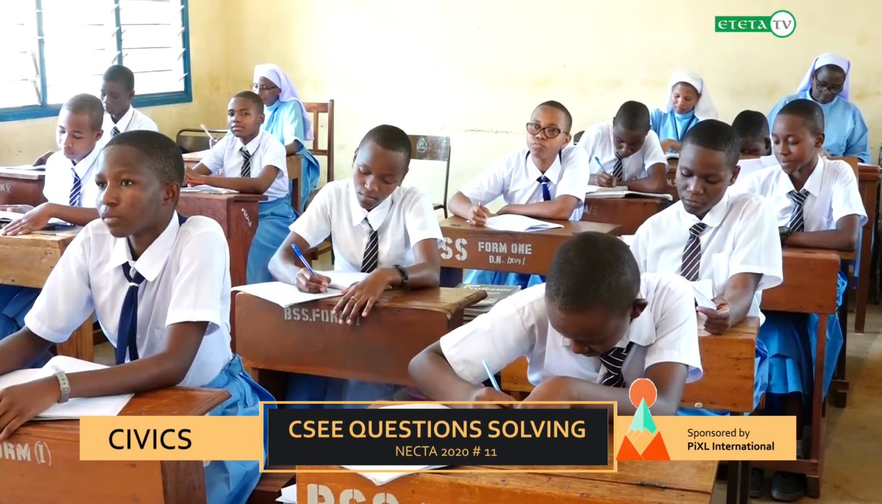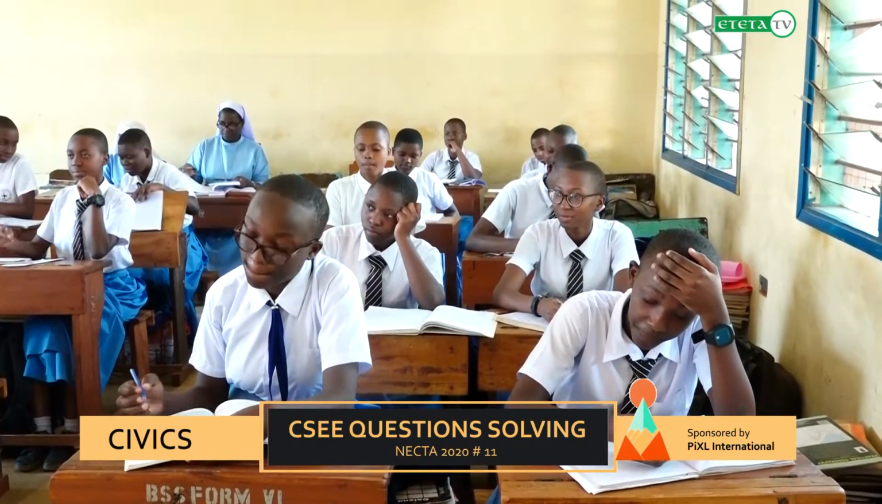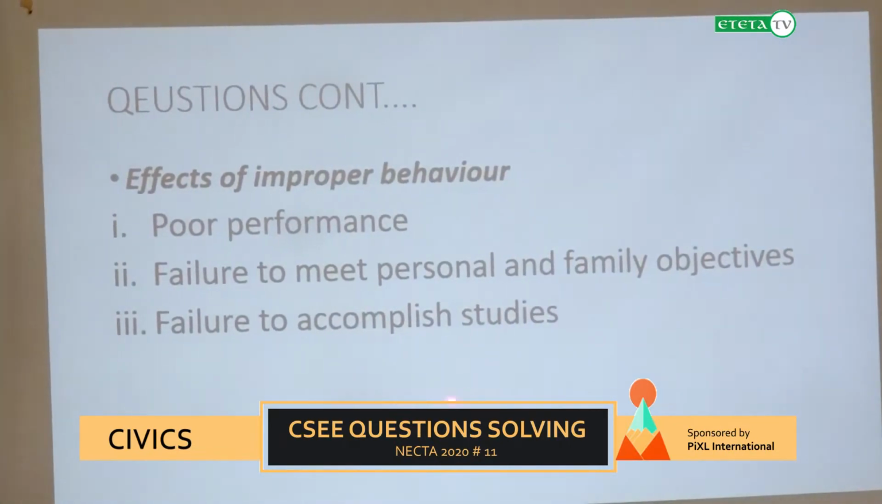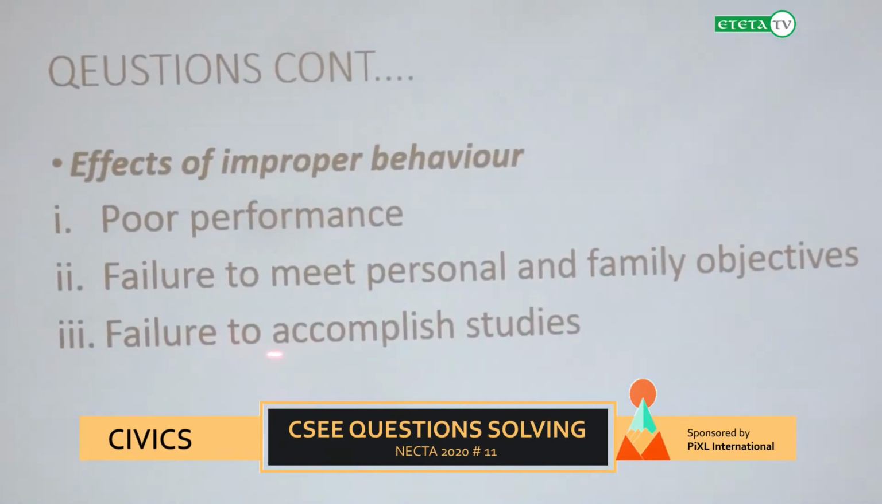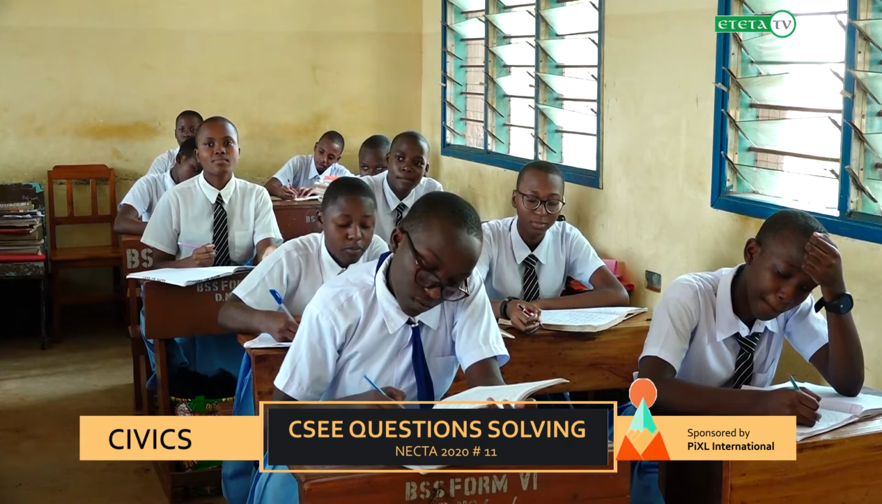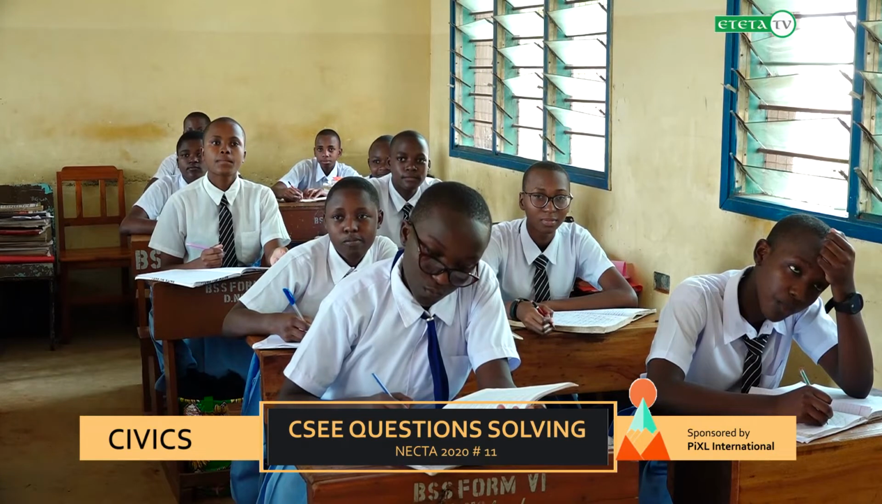Now, if you misbehave, you are going to fail to meet your personal objectives. Apart from that point, we have got another point: failure to accomplish studies. It is true and open that if a student is seen to be in improper behavior, he or she is going to fail to accomplish studies due to a number of reasons.